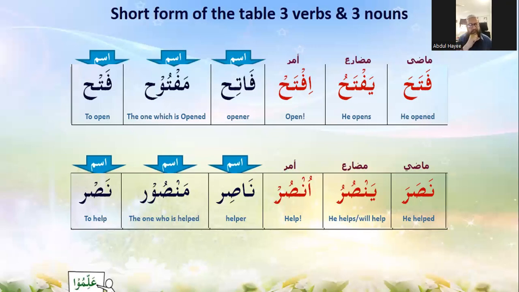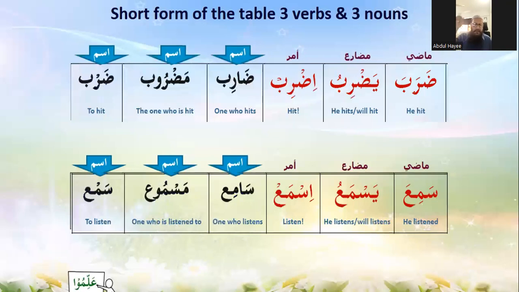Next we have the next set. The next set is daraba. We know daraba, yadribu, idrib, daribun, madrib. The next is sami'a. What is the sixth key of sami'a? Sami'a, yasma'u, isma', sama'a.